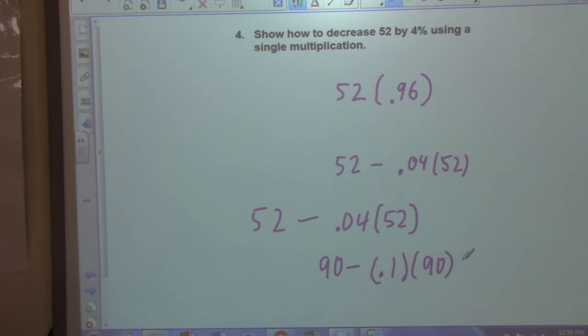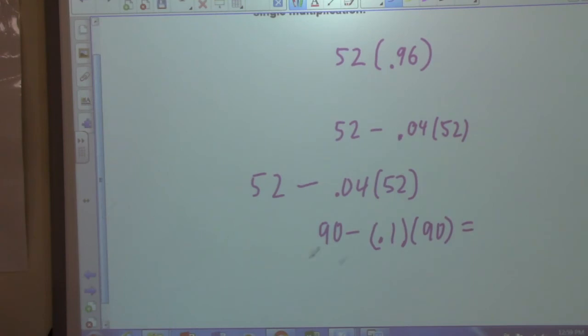And if you wrote this as a single equation, you would have 90 minus, you would factor out a 90. 90 is a common factor to this. So here's 90 times 1, minus 0.1. And so that's going to be equal to 90 times 0.9. And in this case, you get $81 is what it amounts to, right?